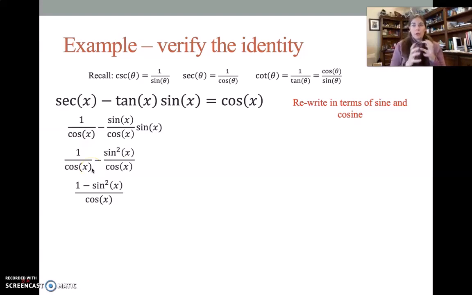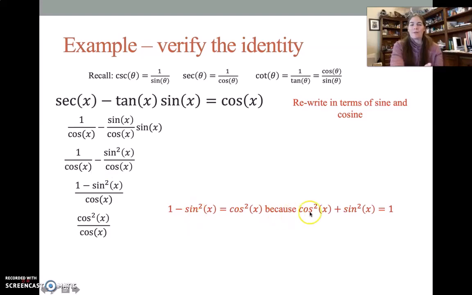Anytime you start to see cosine squared or sine squared, especially with a 1 in it, you should be like, oh, Pythagorean identity. We know we have cosine squared of x plus sine squared of x equals 1. And so if I subtract sine squared of x from both sides, then 1 minus sine squared of x is equal to just cosine squared. So I can substitute that in here.